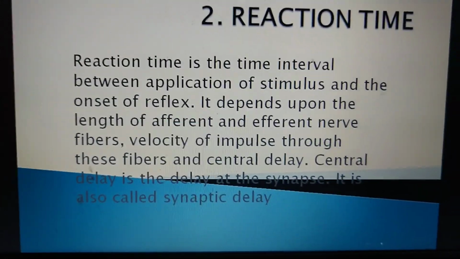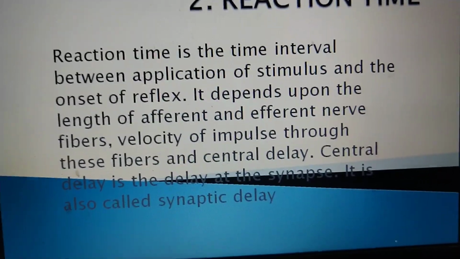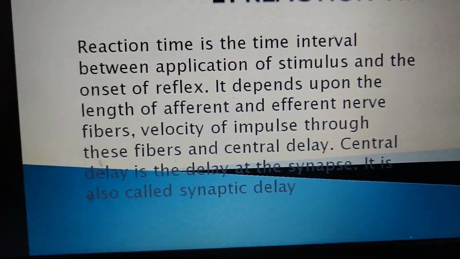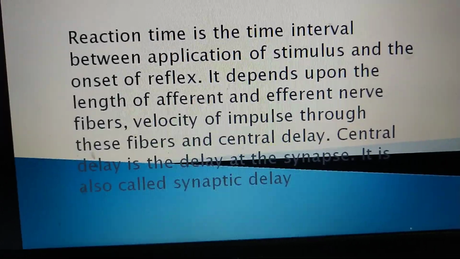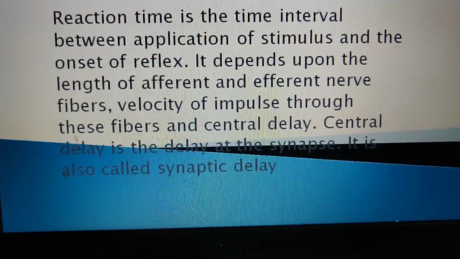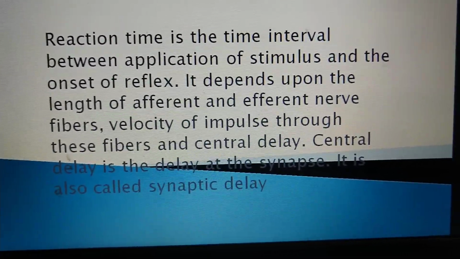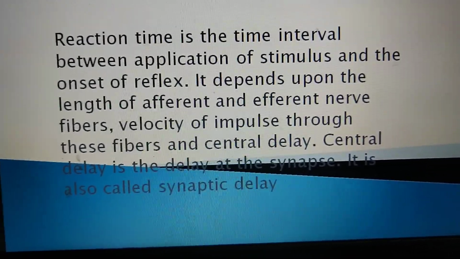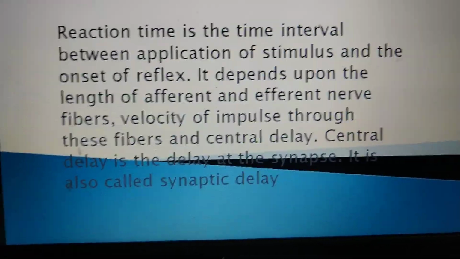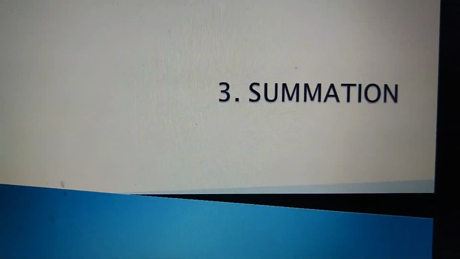The second property is reaction time. Reaction time is nothing but when you give a stimulus, after giving the stimulus, there will be some time to take that reflex action. That time interval between the application of the stimulus and the reflex is called reaction time. Then the third property is summation.